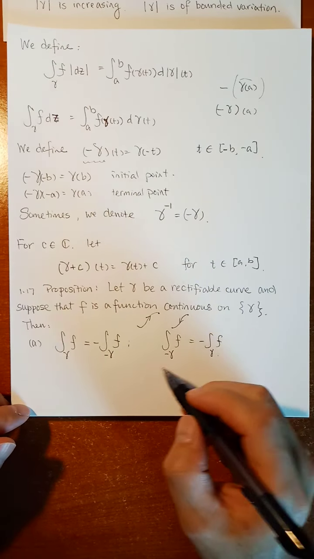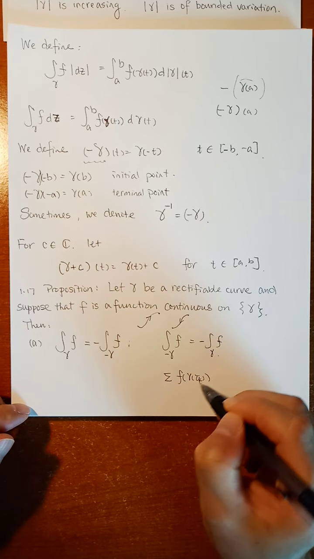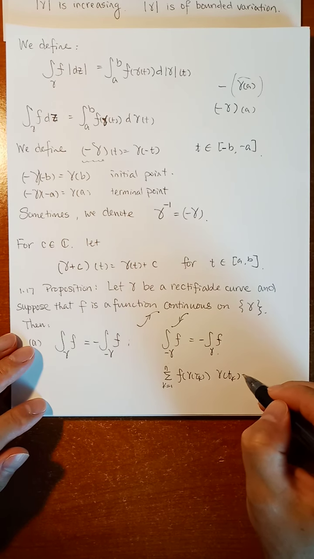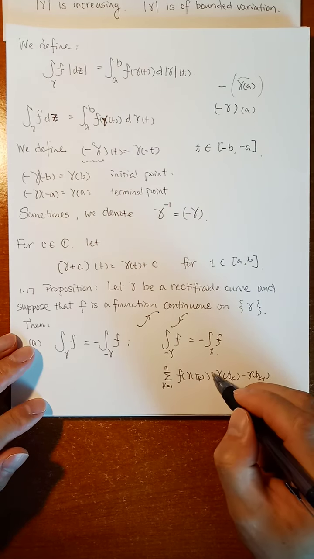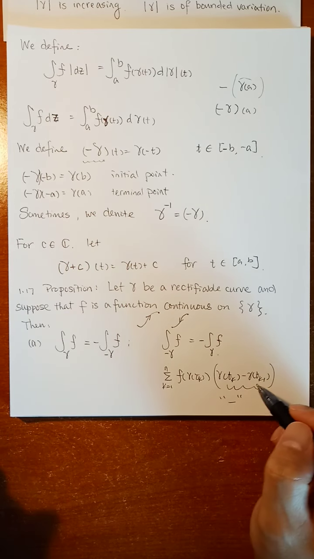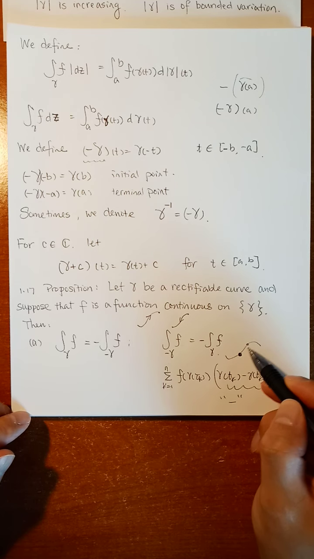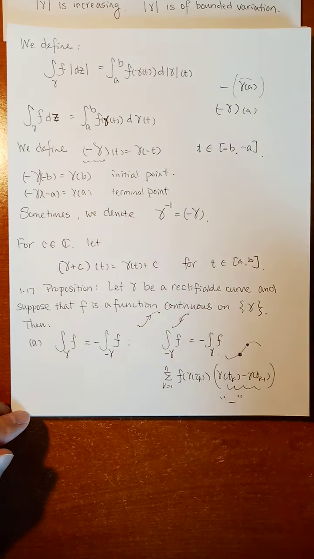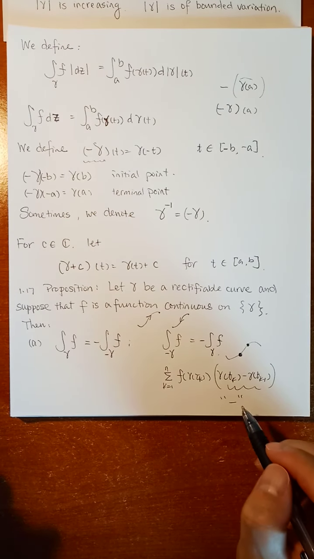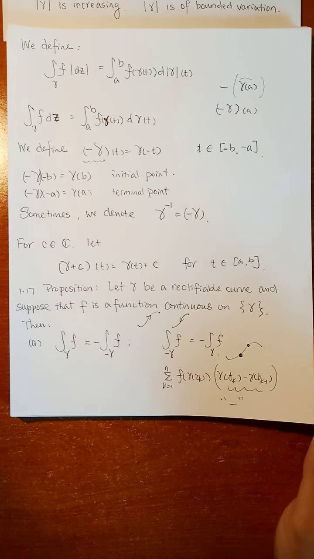This creation comes from the sum of f of gamma tau k. This part does not change, k from 1 to n. The change is gamma t k minus gamma t k minus 1. When you change the direction, you will create a negative sign. You go this way, this is the initial point subtract the terminal point. If you go the opposite way, you will create a negative sign. That is the place you have a negative sign. Okay? Change the direction, get a negative sign.